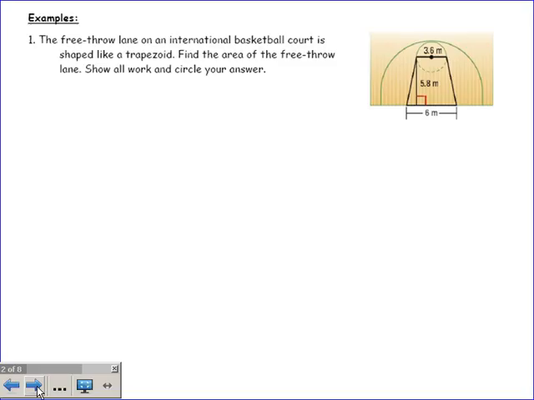Okay. The free throw lane of an international basketball court is shaped like a trapezoid. Find the area of the free throw lane, show all your work, and circle your answer. So what we need to do is find the area. What shape is it? It's a trapezoid. So what's the formula for it? Times height. That's right. Excellent. 1/2 times base 1 plus base 2 times the height.